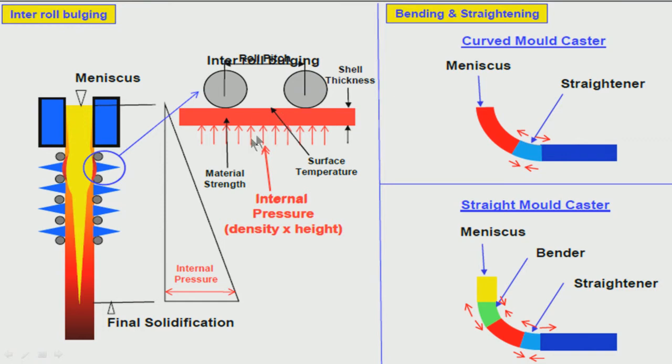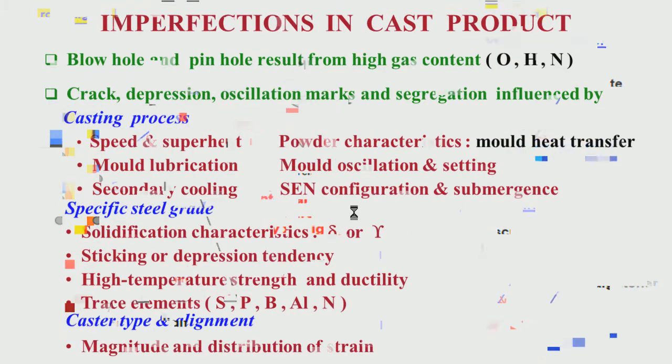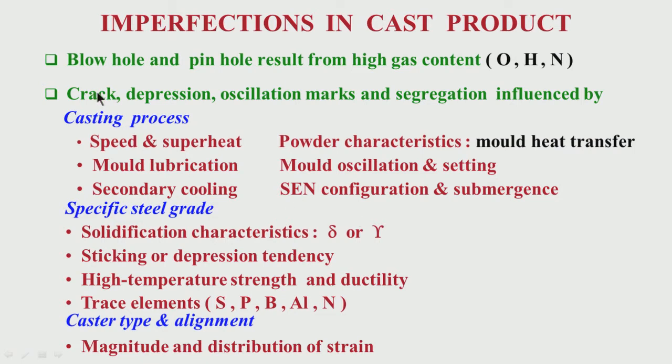So, if there are deep oscillation marks, heat transfer in those areas will be low, and the cast structure in those areas will be coarse, which is undesirable, number one. Number two, because of this there might be cracks under those deep oscillation marks. So, what are undesirables? Blowholes, pinholes, cracks, depressions, and deep oscillation marks are undesirable. Fine oscillation marks may be there, that is not a problem, but if they are deep, there is a problem.